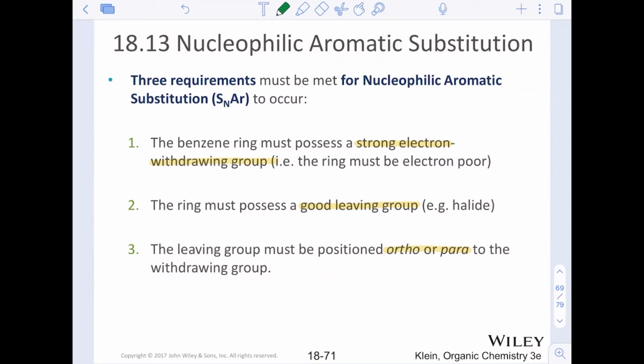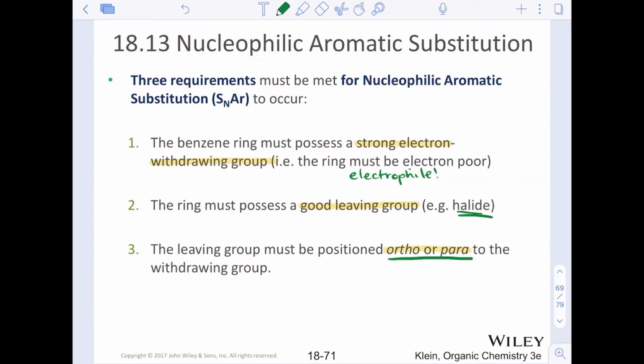Now, the benzene ring must possess a strong electron withdrawing group for these reactions. The ring must be electron poor because that makes it a good electrophile, right? We want it to be a good electrophile so that the nucleophile can attack it. The ring must also possess a good leaving group. A halide is a great leaving group. Those are the ones we're going to see. The leaving group must also be ortho or para to the withdrawing group.